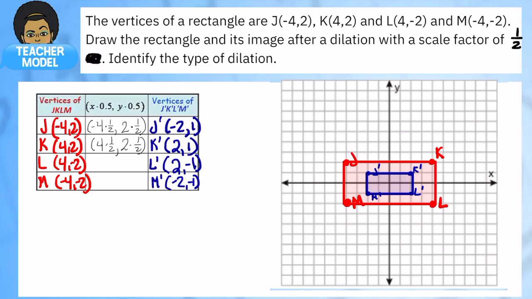And so looking at that, would you say it's expanded or contracted? Clearly it's smaller. Clearly when we multiply by a fraction, it gets smaller. So this is a contraction. So hit pause so you can jot this one down in your notes.